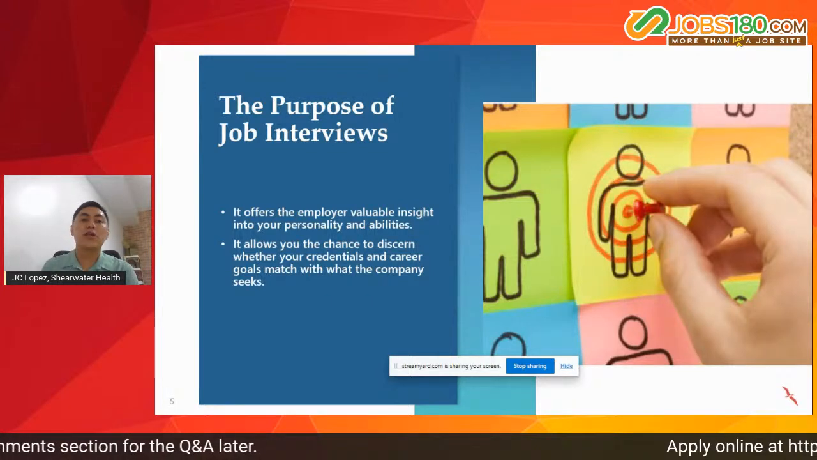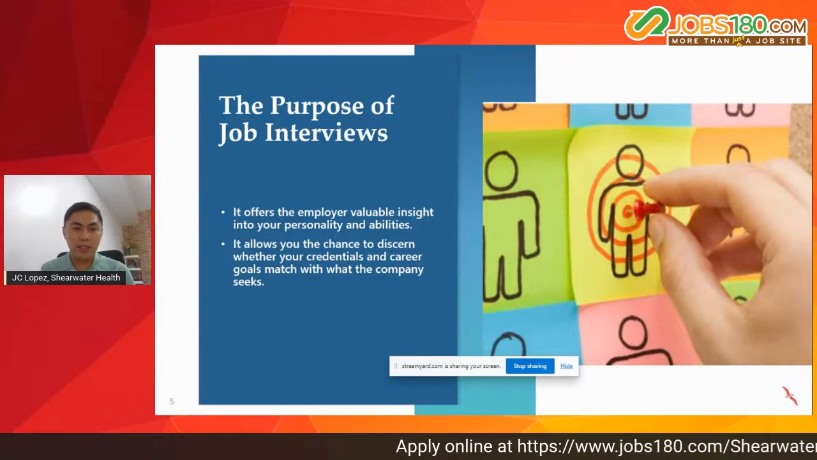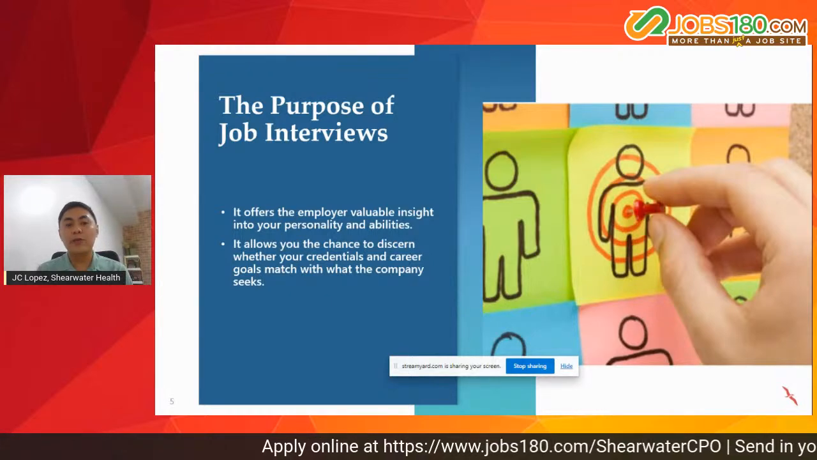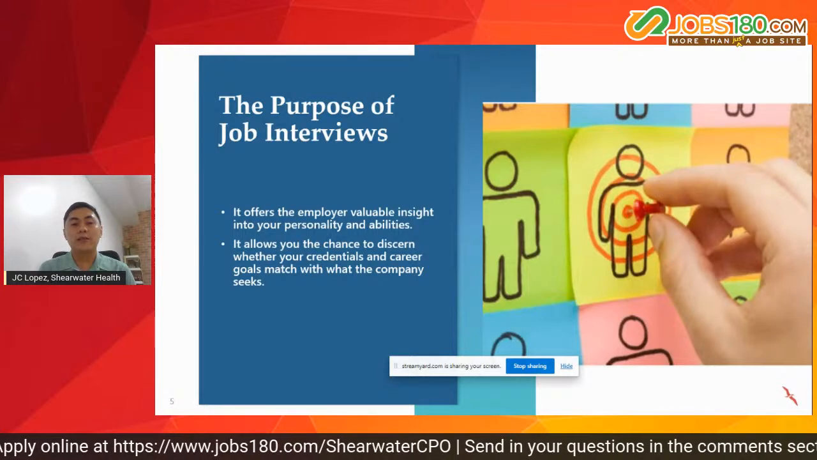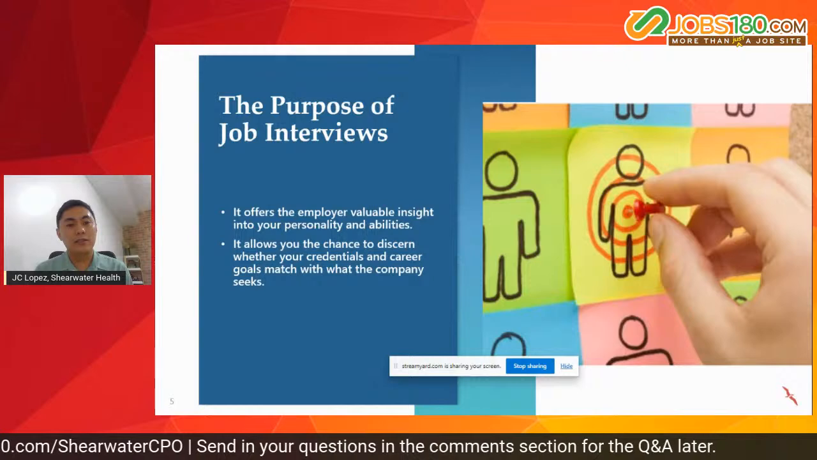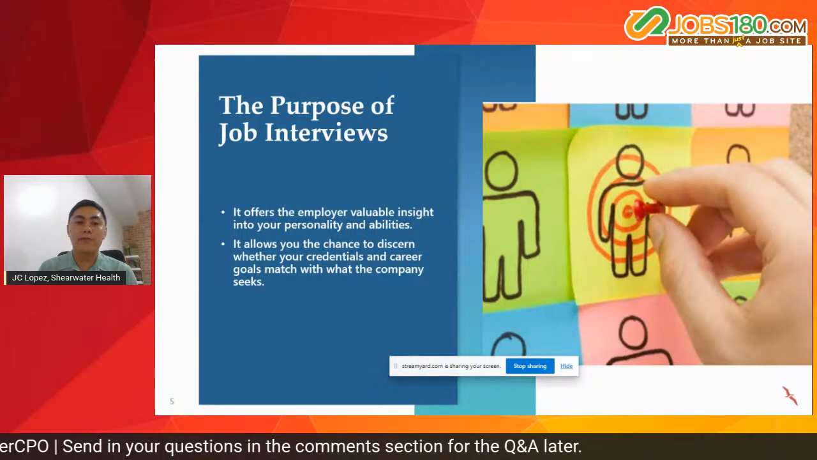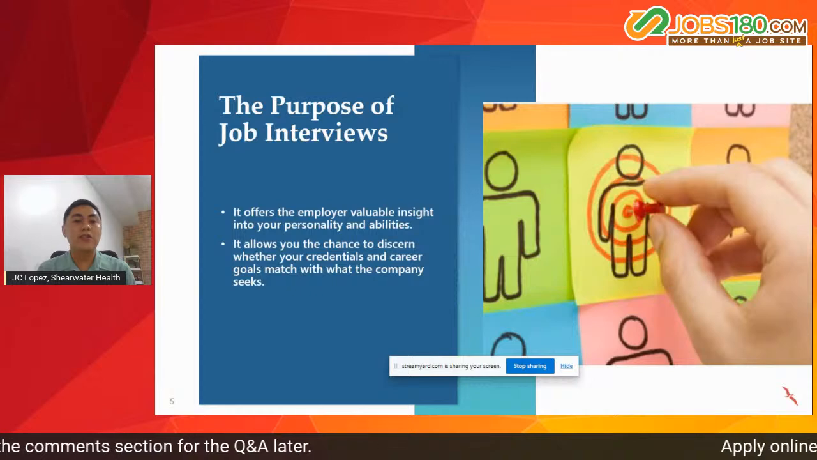How would you fit into the job? It gives you the chance to discern whether your credentials and career goals match what the company seeks. So again, as I've mentioned, it's a two-way street, right? It helps you check: is this company right for me? Is this job aligned to my values, to my goals, etc.? You get to know more about that during the job interview.